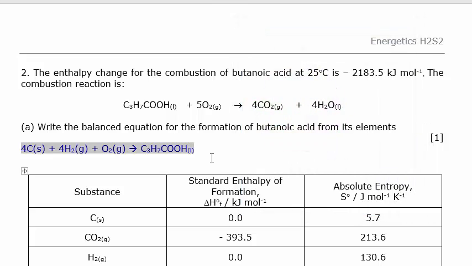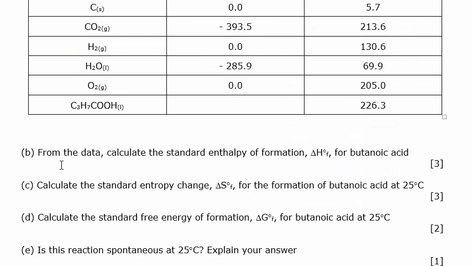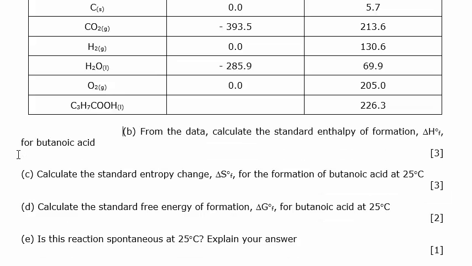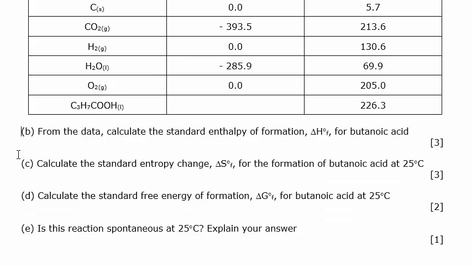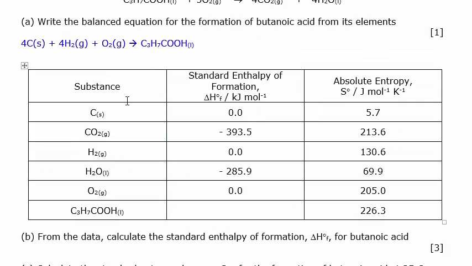Let's record it in blue. There we go. Now then, we've got a data table which shows various different enthalpies of formation: carbon, carbon dioxide, hydrogen. Notice the enthalpy of formation of carbon, hydrogen and oxygen are all zero because they're already elements. The energy required to form an element from an element is clearly going to be zero. So we have to calculate the standard enthalpy of formation for butanoic acid.